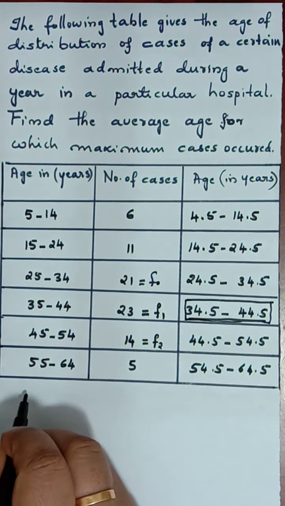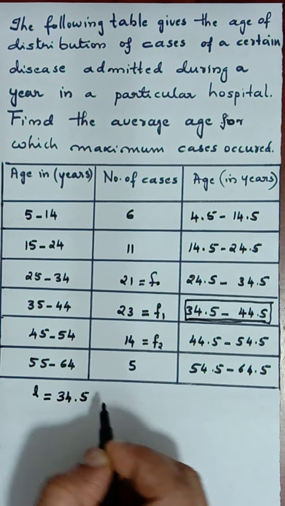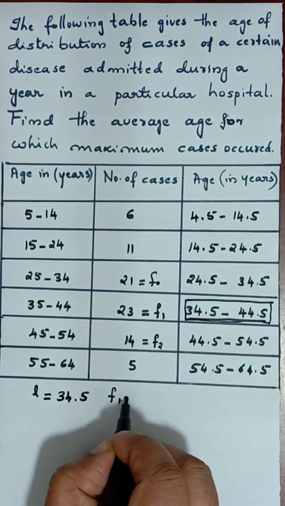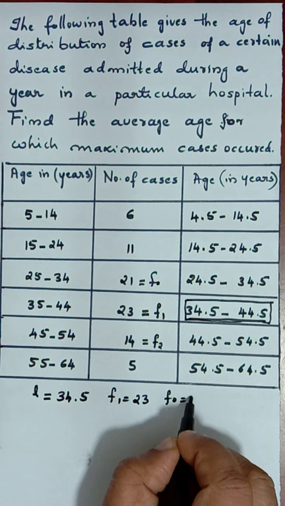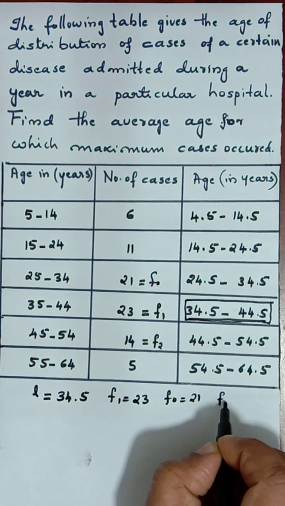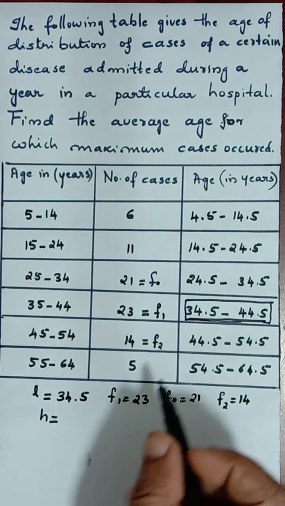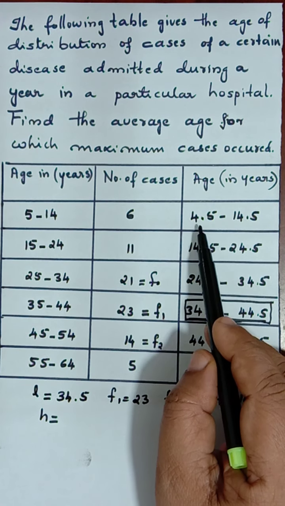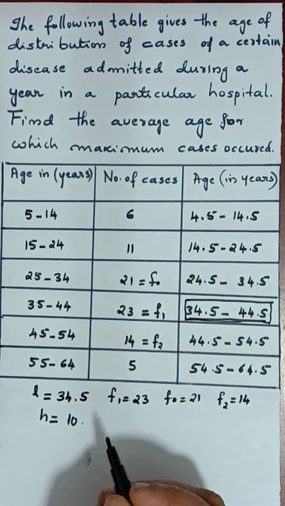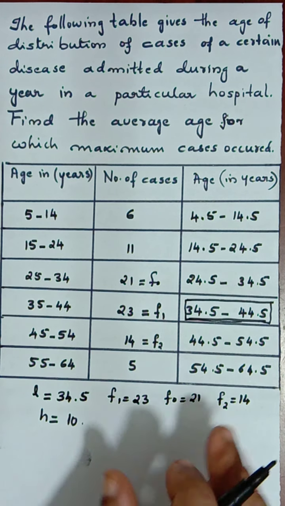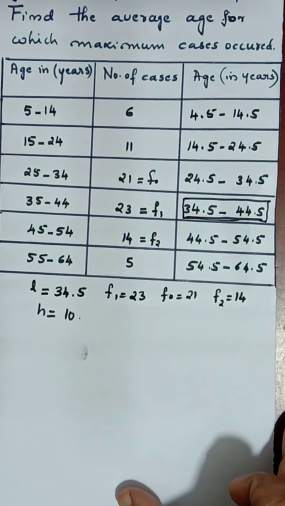So we got the model class, and the lower limit is equal to 34.5. F1 is equal to 23, F0 is 21 and F2 is 14. Class size h is equal to 44.5 minus 34.5, which is 10. So h is equal to 10. Now let us substitute all the values. So we can write the formula and substitute.